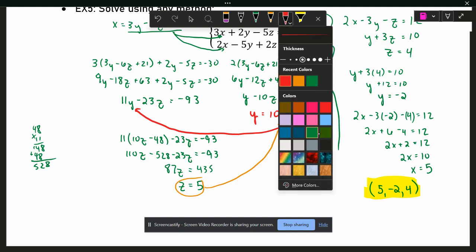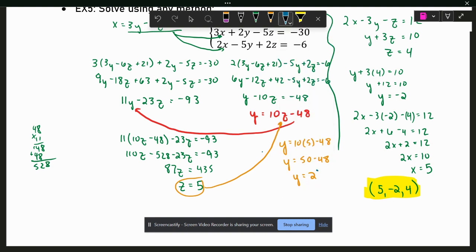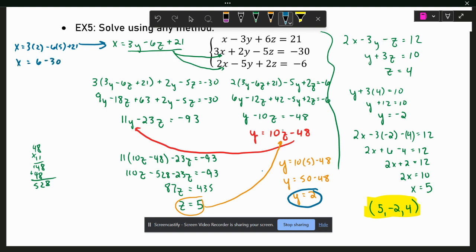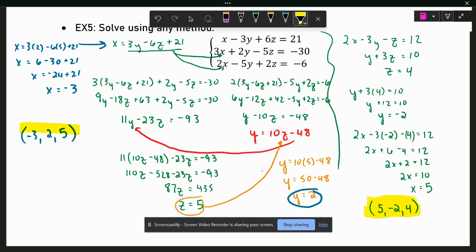Let's use a different color here. Go with blue. Okay, and then I'm going to take both of these answers and plug them into the very top equation where I solved for x. So if you follow along with where the blue is here, x is equal to 3 times 2 minus 6 times 5 plus 21. So x is equal to 6 minus 30 plus 21. x is equal to negative 24 plus 21. x is equal to negative 3. So my solution: negative 3, 2, 5. And that is it for the notes today.